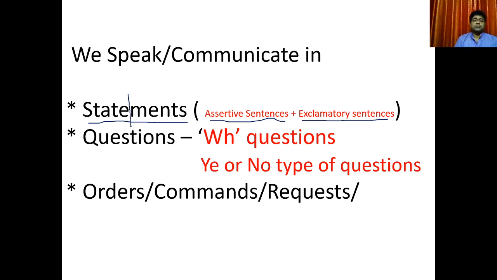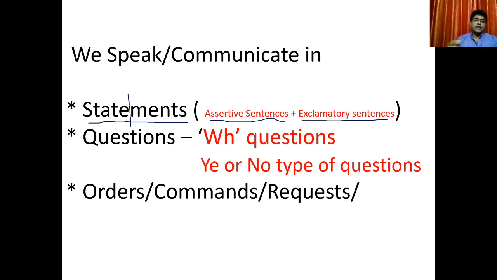For example, tomorrow is a holiday. See, I have asserted something. Or I have stated something. Tomorrow is a holiday. It could be negative. Tomorrow is not a holiday. Again, I have stated something. I am hungry. See, I have stated something. It is a fact. I am 45 years old. It can be true or it can be false, but it is a statement. It is an assertive sentence where I assert something. Please remember.